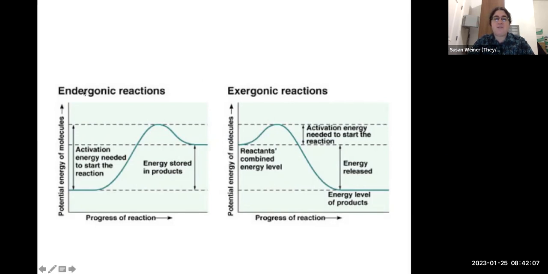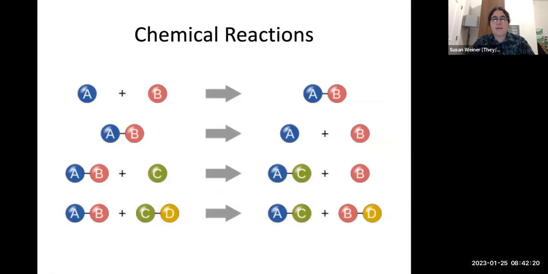To make the endergonic things we need, we often pair it with an exergonic reaction that's going to produce the energy that we need for the endergonic reaction. And for these chemical reactions, we can have chemical reactions where we take two things and put them together, where we take one thing and break it apart, where we replace one thing with another thing, or we do a double swap, where we take A and B and C and D and switch it to A and C and B and D.